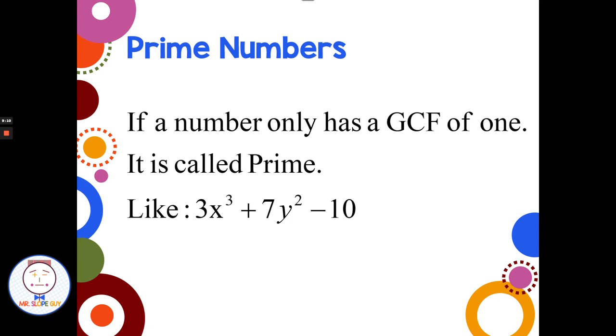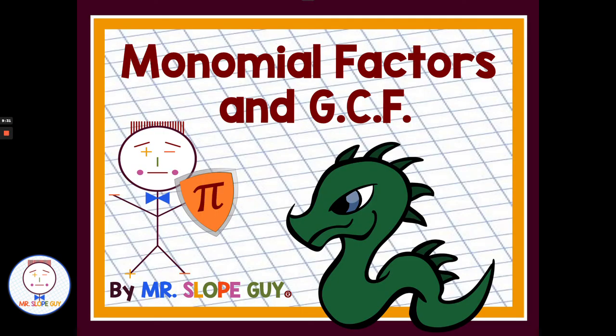What if there's no variable in common and the only number that will divide into each coefficient or each number part is 1? Then we have what's called prime. So occasionally you could just write the word prime. If no number will divide into all of the coefficients and they don't have any variable in common, then we call that prime. You can write the word prime. And that should get you guys going on factoring GCF monomials.